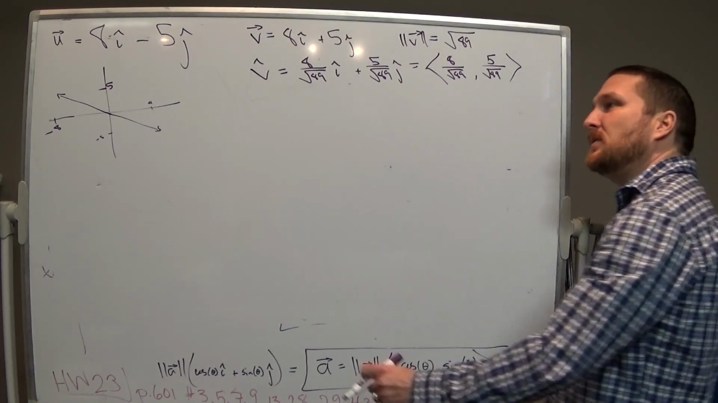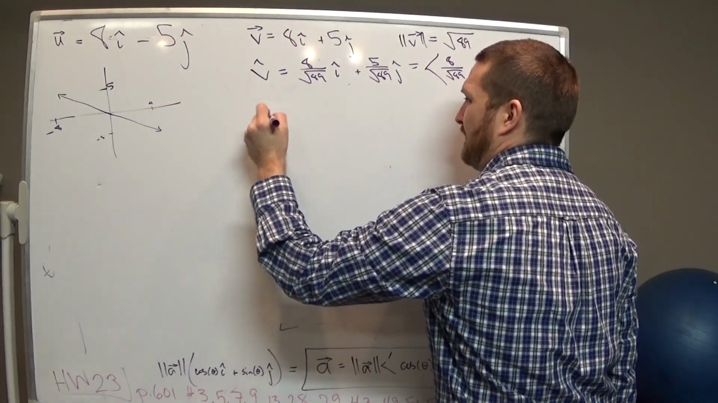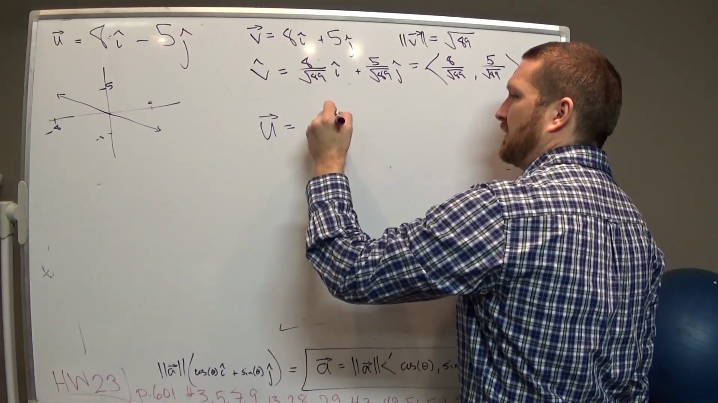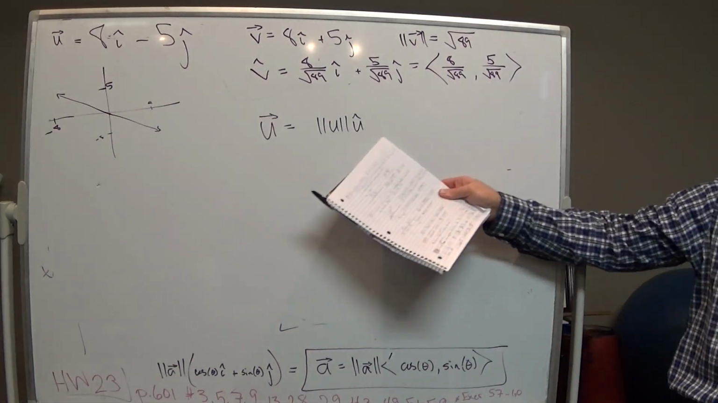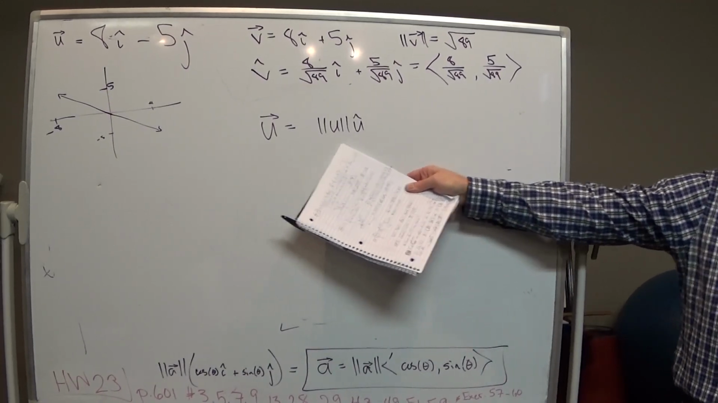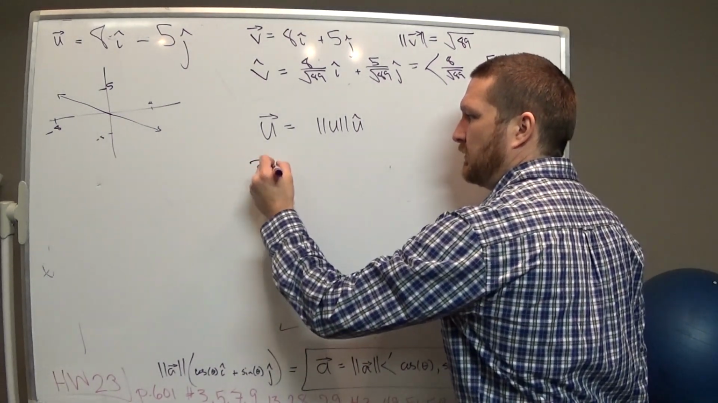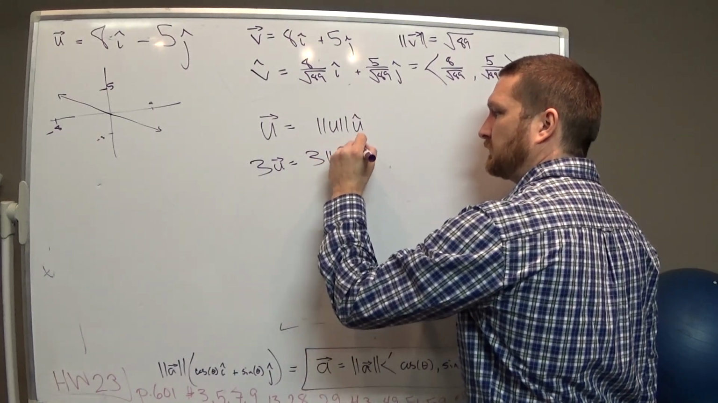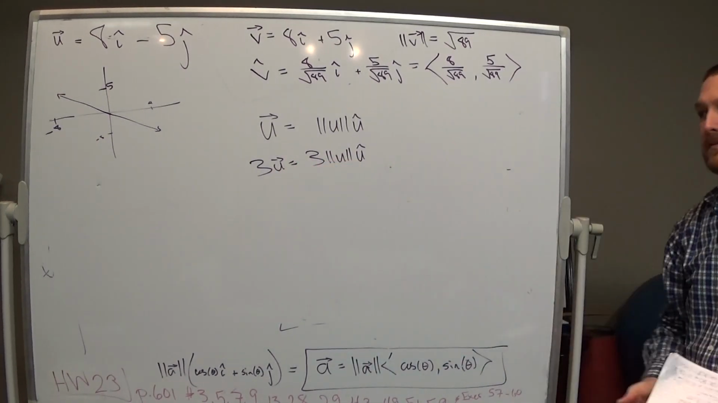So what you would want to do is, think about 3 times the original magnitude, right? What you'd have to do is this. You'd have to say, well, this is this, right? That's what we have, right? That's what we've done here, right? Just the magnitude times the unit vector is the original vector. And then if it's 3 times that magnitude, it would be 3 times both sides, 3 times the original vector.